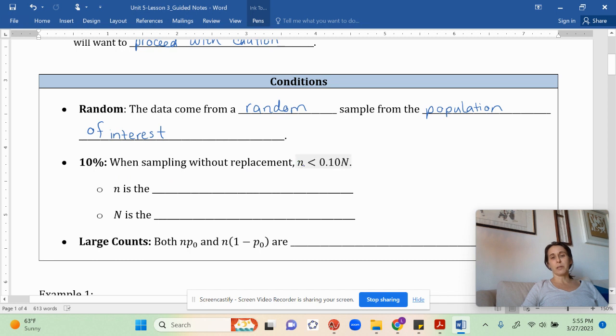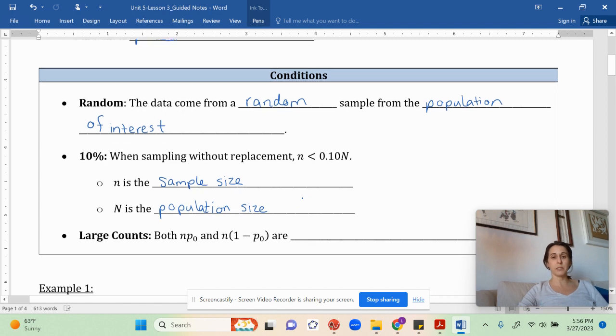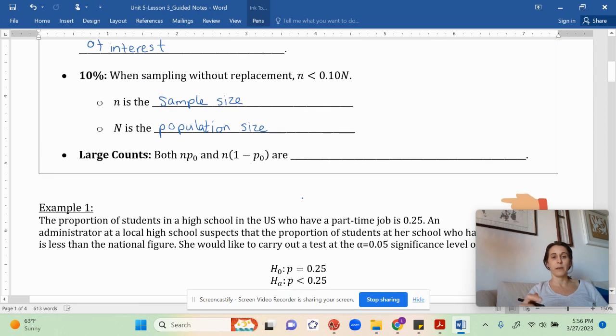10%. When sampling without replacement, n has to be less than 0.1 N. Well, we have 2 n's here. Lowercase n stands for the sample size, the size of the sample that we're actually collecting. Uppercase N is the population size. So lowercase versus uppercase means something slightly different: the sample versus the entire population. And what this is saying, feel free to write this down, is the sample cannot be more than 10% of the size of the population.